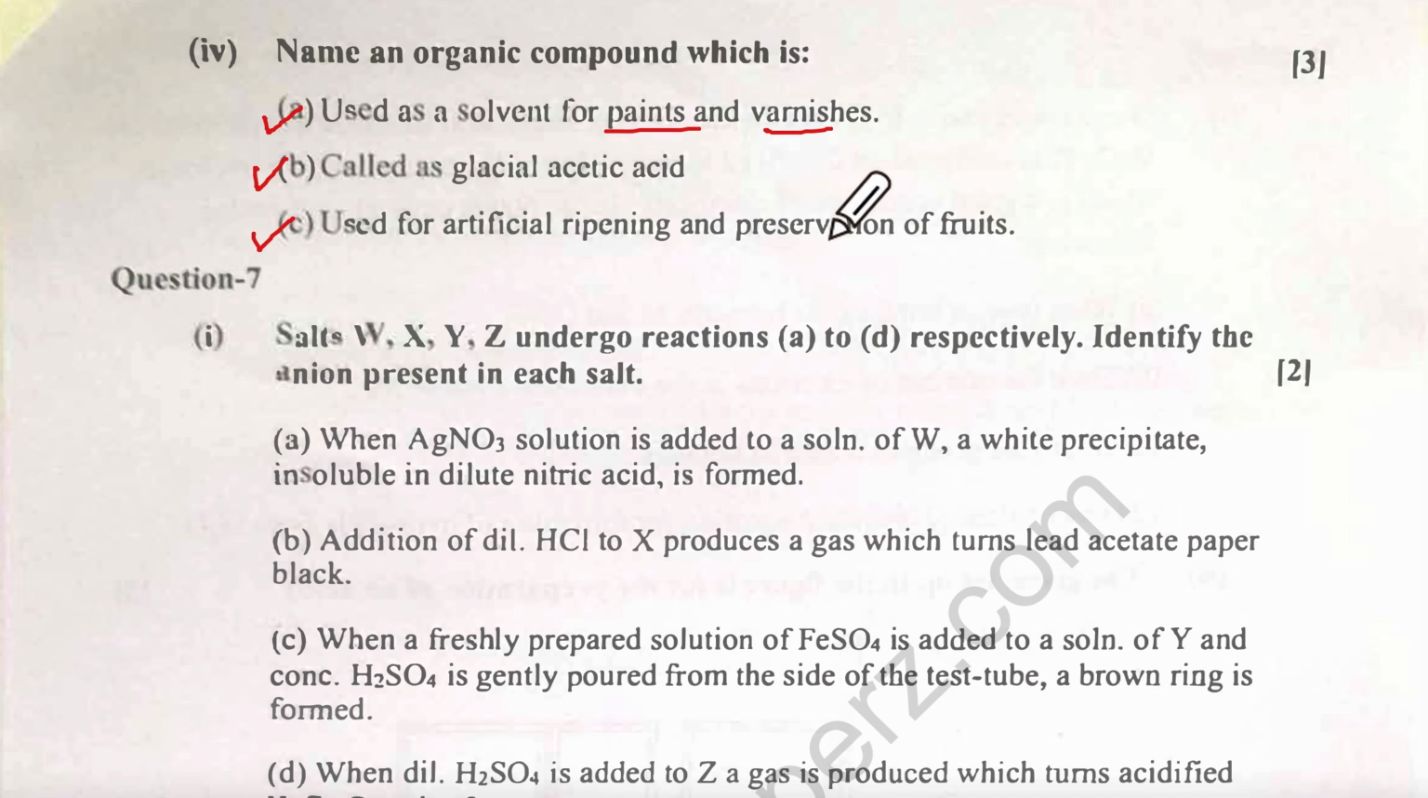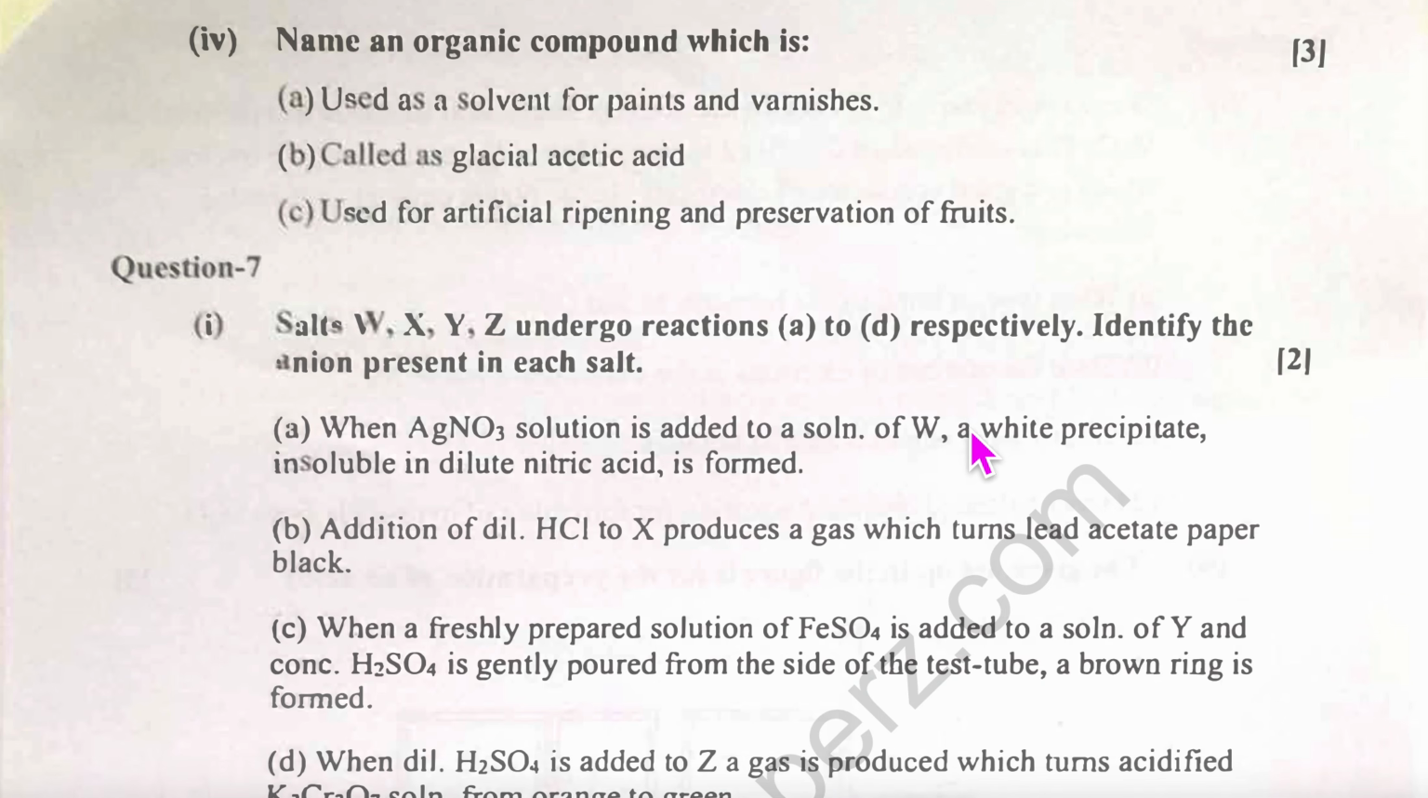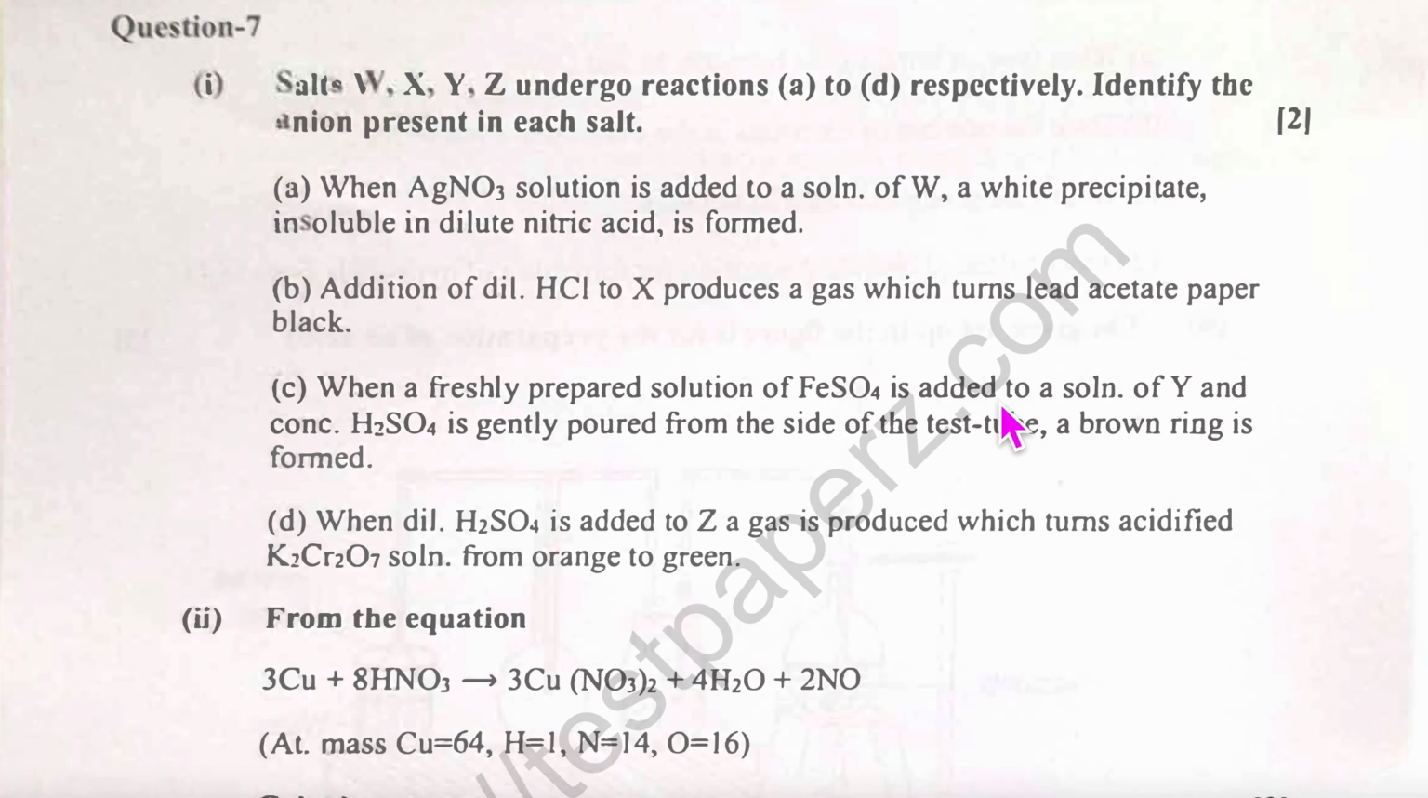Used for artificial ripening is ethene or ethyne, both. Okay. Now this is practical chemistry. W, X, Y, Z undergo reactions.